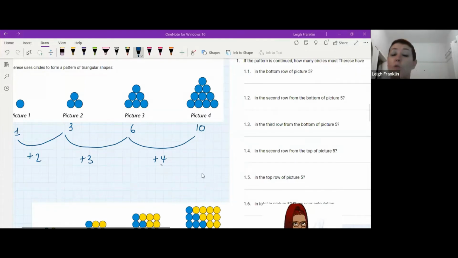So each time you're adding one more, I agree with you. And that's how you would know how many circles there would be in picture 5. Absolutely. But the question that I was asking is, why is this pattern not arithmetic? How do I know that this is not an arithmetic pattern? What's happening here that doesn't happen in arithmetic patterns?